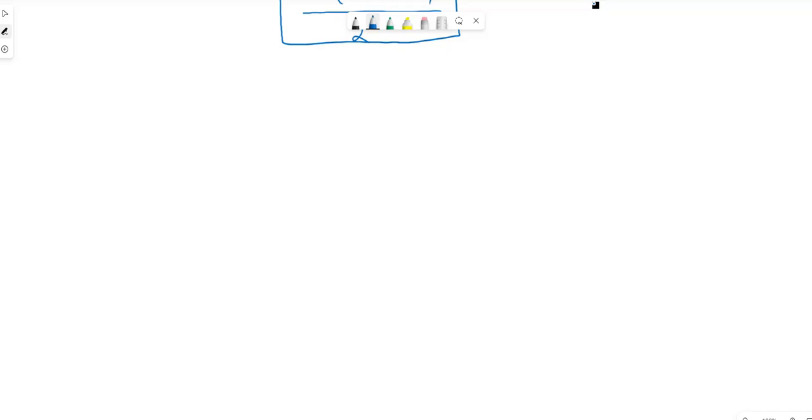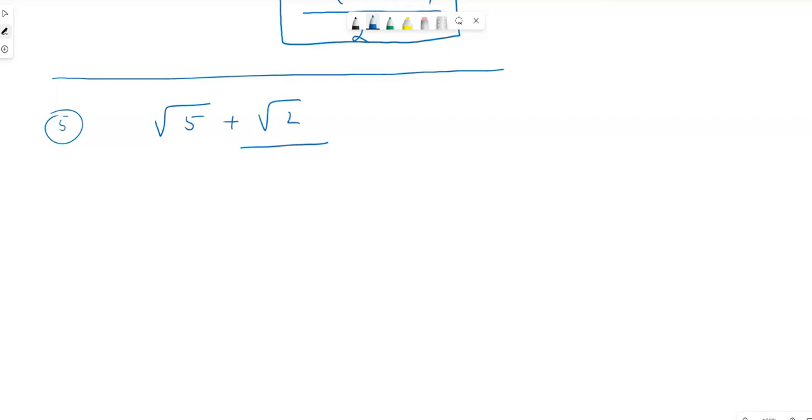The next one that's on that PowerPoint is number 5. And it's the square root of 5 plus the square root of 2, over the square root of 5 minus the square root of 2. So again, I can't break these apart because there's addition and subtraction signs in between. So I'm going to multiply top and bottom by the conjugate of what's on the bottom.